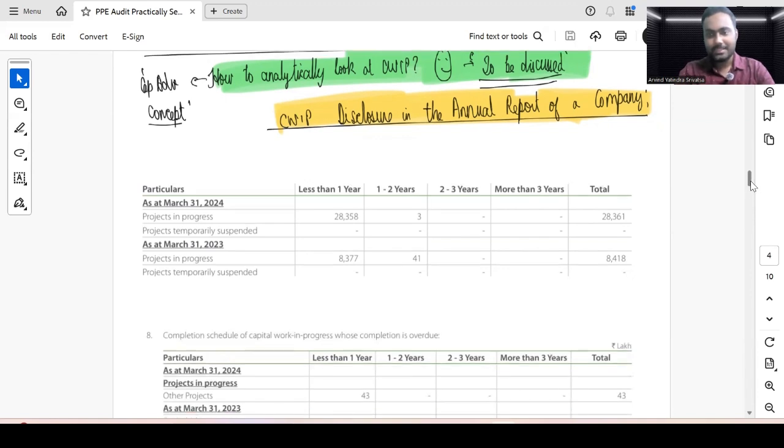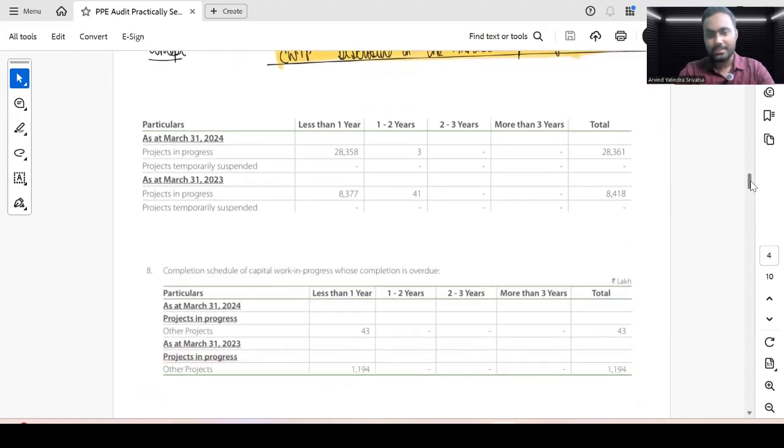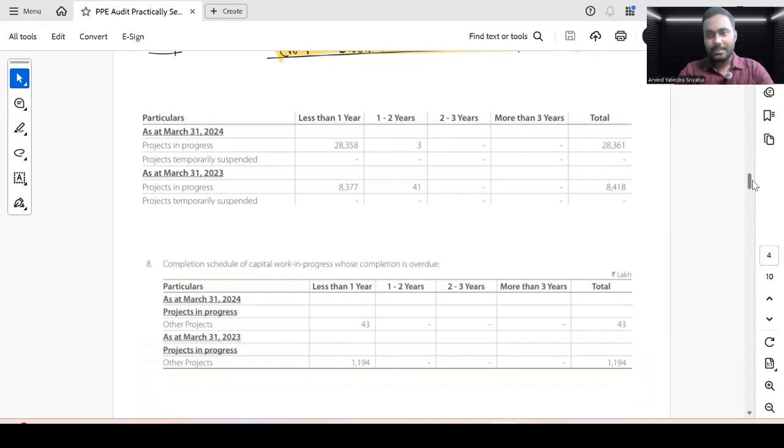Next is your completion schedule of capital work in progress whose completion is overdue. Guys, here basically what they are trying to say is, let's say you plan to complete a project on a particular date, but you were not able to complete the project on that particular date. So there is a delay in completion as against the date you had initially expected, right? So that is what they are asking, guys.